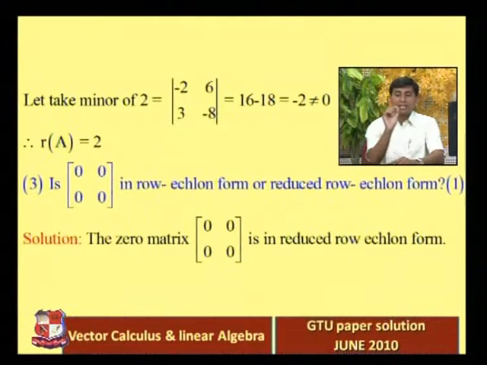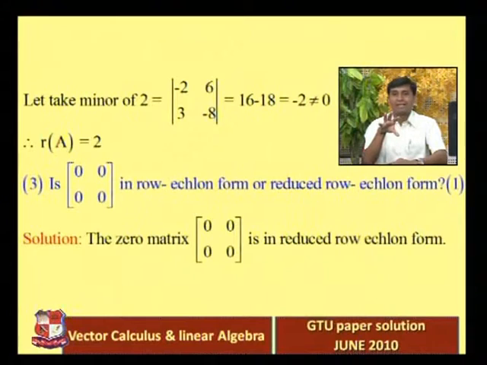Suppose the determinant of the minor of 2 is equal to 0, then we have to consider another minor of another element. If suppose that is equal to 0, then again we have to take the minor of some other element. So total 9 minors you will get.